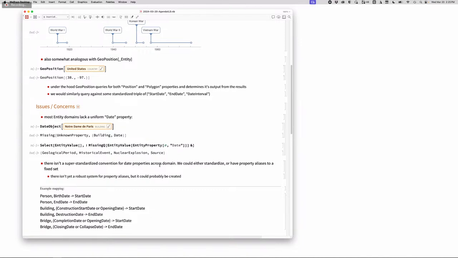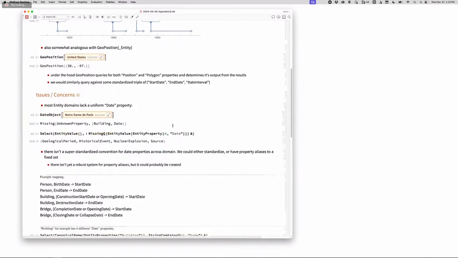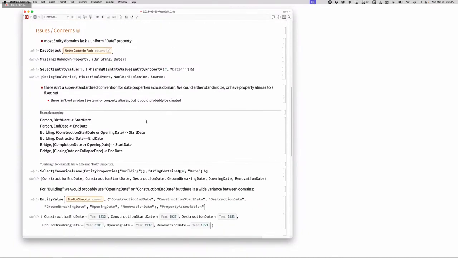I think we should have a start date, an end date, and potentially an interval. And sorry, just to clarify, it's geographics which checks for both position and polygon, not geoposition. Geoposition is always position. Okay, fine. But I think adding a property to these entity types that don't have a unique anchor date is a reasonable thing to do. We could have date and date interval, and it checks for date interval first, and if not, then date. And if it's the date object, then it just checks for date.